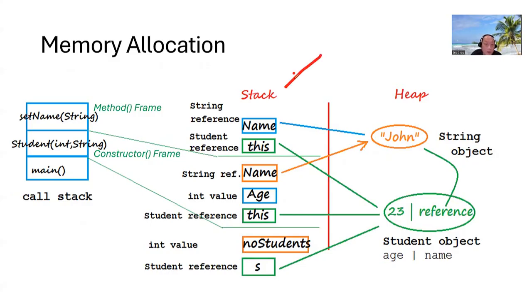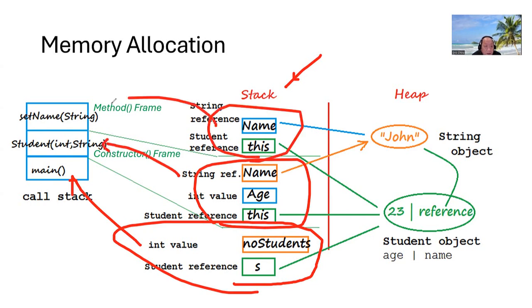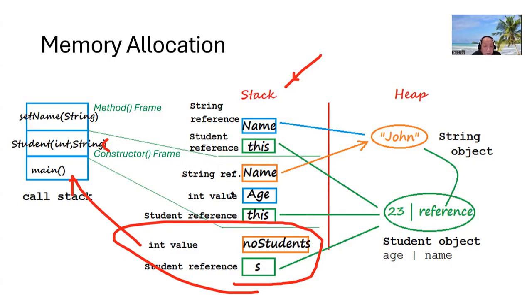So your local variables are usually put into the stack. You may have a main function that has this variable, and you call your object. This part belongs to the main frame, this part belongs to your student constructor frame, and this one belongs to your setName frame. Once you finish the function, it will be popped out.